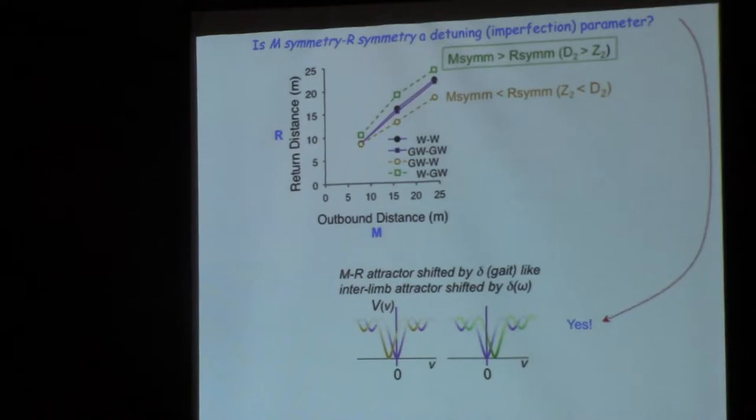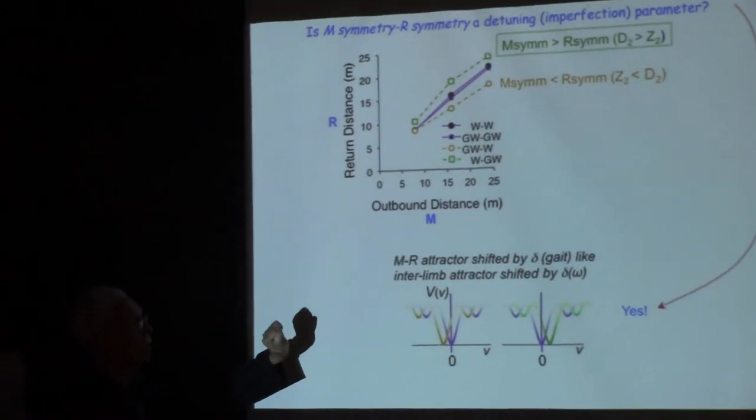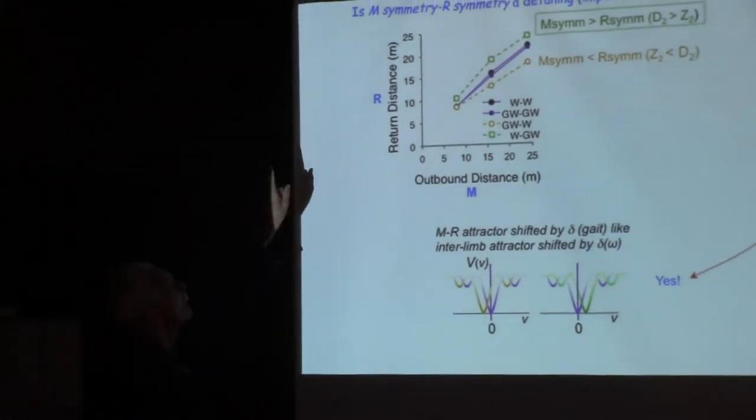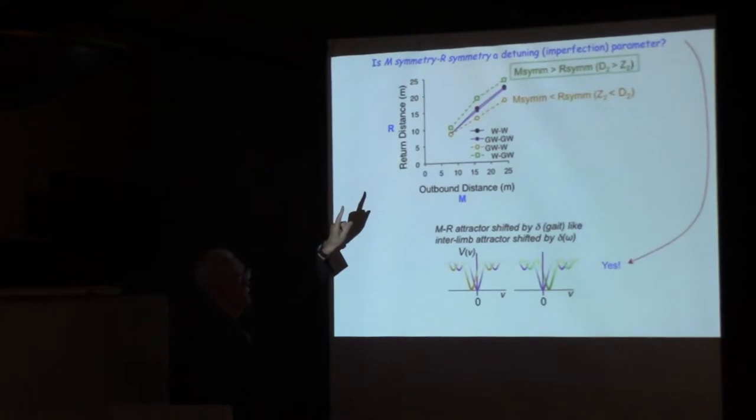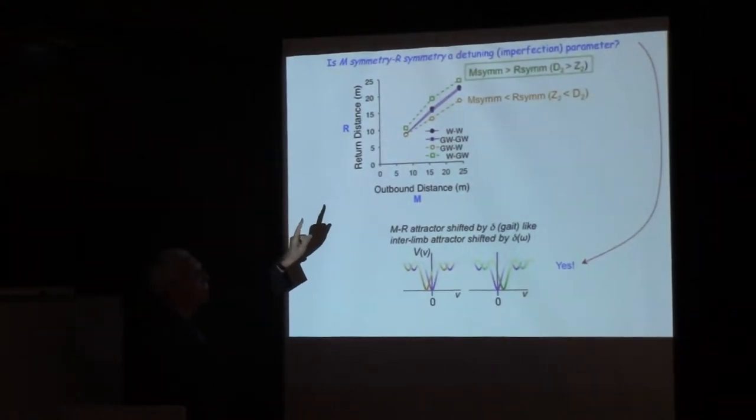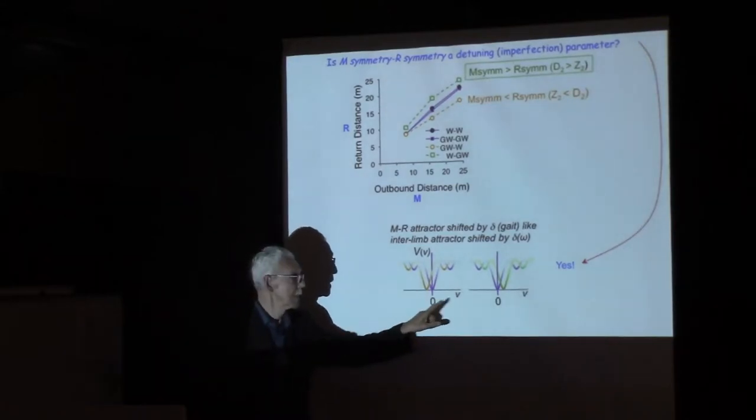The MR attractor shifted by delta gait, like the interlimb attractor shifted by delta omega. And the question we ask is: is M symmetry, R symmetry a detuning, an imperfection parameter? Is that what it's doing? And the answer is yes. That's what it's doing.